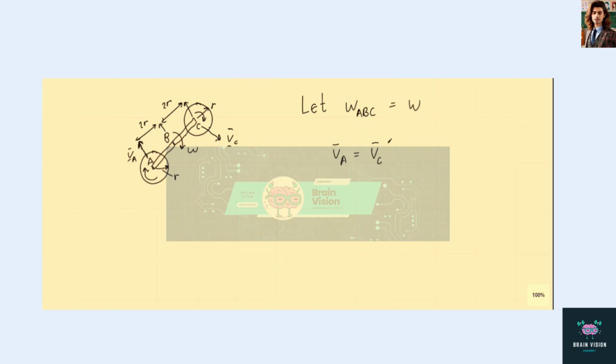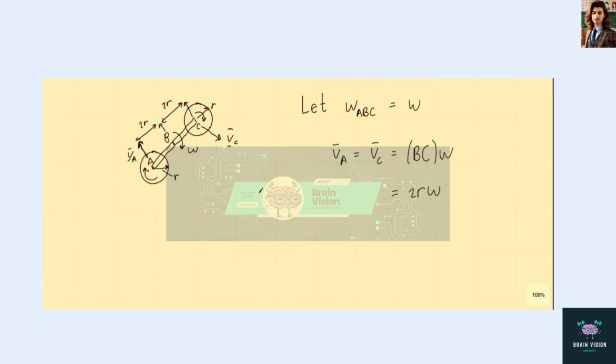So V bar A is equal to V bar C, and this is BC, the distance between B and C, times the angular speed of rotation, omega. And this distance is 2 radii. From the center of B to the center of C is 2 radii, 2r, and that's multiplied by omega.